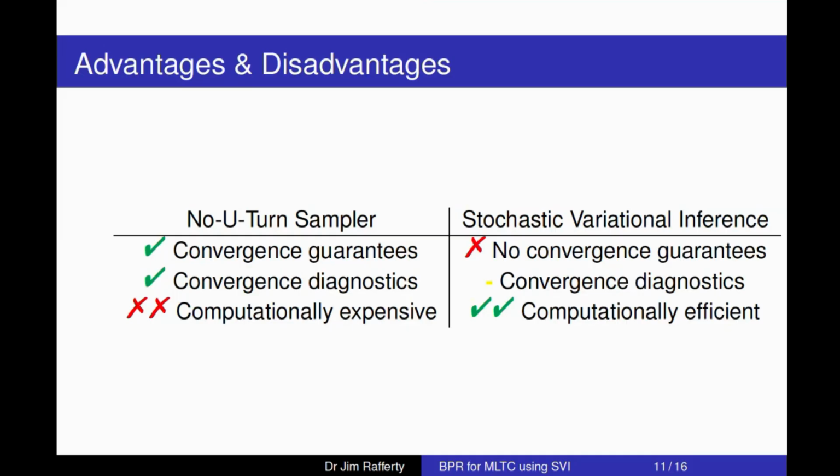Obviously the big advantage here for SVI is computational efficiency. It is a heck of a lot faster than NUTS, and in fact, it is feasible to fit complicated models to large-scale data with SVI, where it just simply wouldn't be with NUTS.